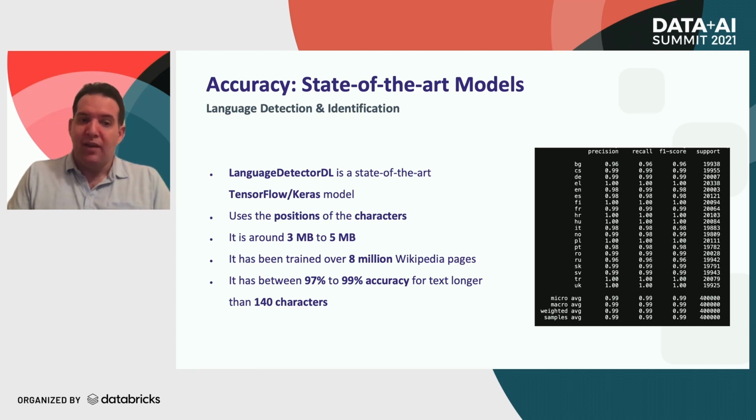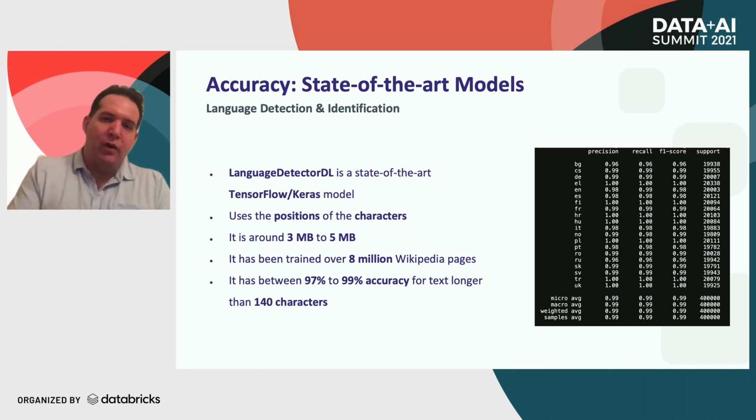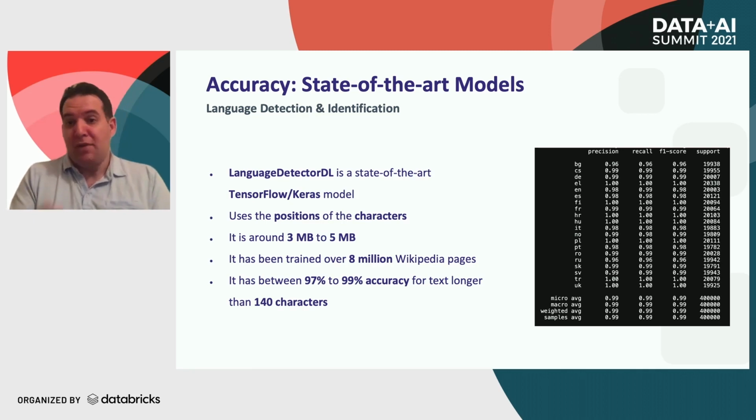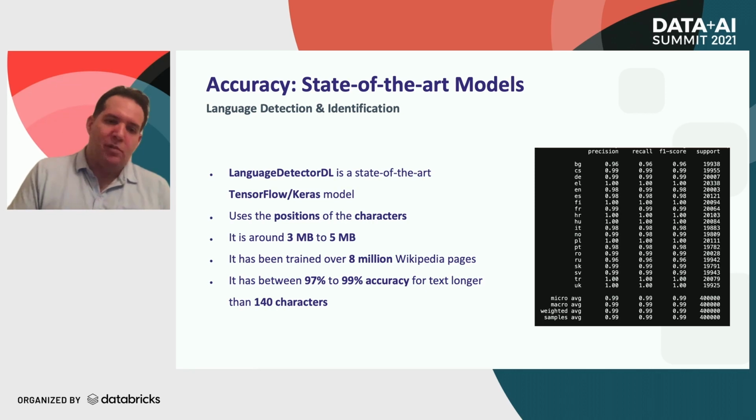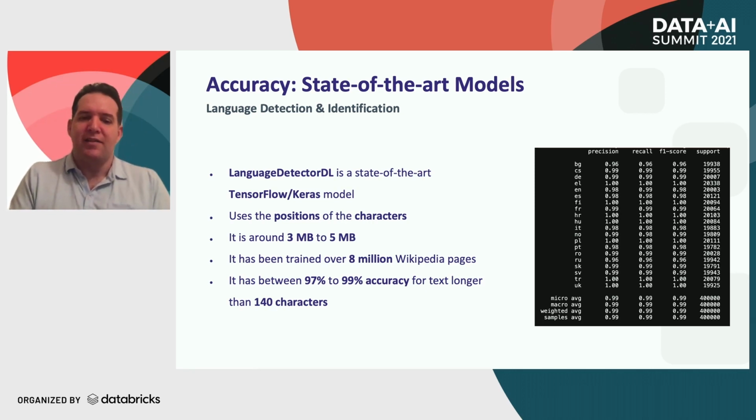These models are small. They're around 3 to 5 megabytes, meaning they load very quickly into memory and they work very, very quickly. And depending on the language, the accuracy we are seeing is between 97 and 99%. The only caveat is that text needs to be longer than 140 characters. Because if you have a single word like ciao, that could be Italian, that could also be Romanian, and you'd always have these words that appear in multiple languages. If you have at least 140 characters, that's usually what you measure accuracy on, which is still fairly short.